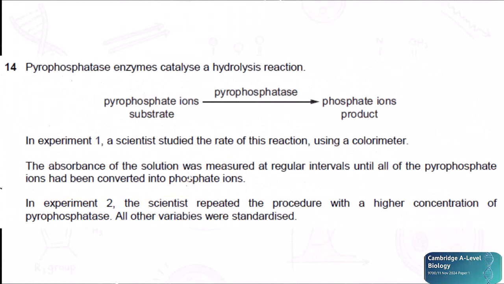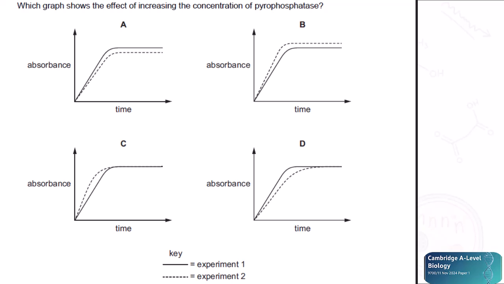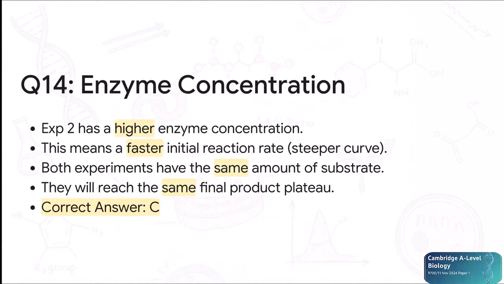Now for question 14. We've got two experiments here. The only difference is that experiment 2 has more enzyme. So, what does that mean? Imagine you have more workers on a production line. The work gets done faster, right? It's the same here. More enzyme means more active sites ready to go, so the reaction is going to be much faster. That means a steeper initial slope on the graph. But, and this is super important, both experiments started with the same amount of raw materials, the same amount of substrate. So in the end, they're both going to make the exact same amount of product. So, which graph shows a faster start but the same finish line? It's got to be graph C. Steeper curve, same plateau. Simple as that.